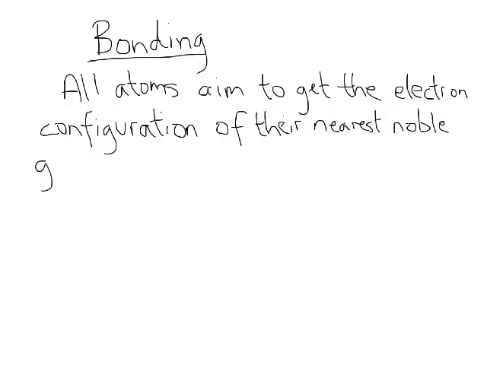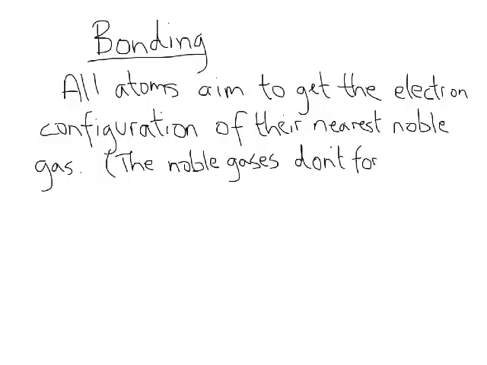So we probably need to put in brackets afterwards: the noble gases don't form bonds. So they're special, and basically every other atom is aiming to be special. Unfortunately, all the other atoms will end up forming bonds as part of trying to become like a noble gas.